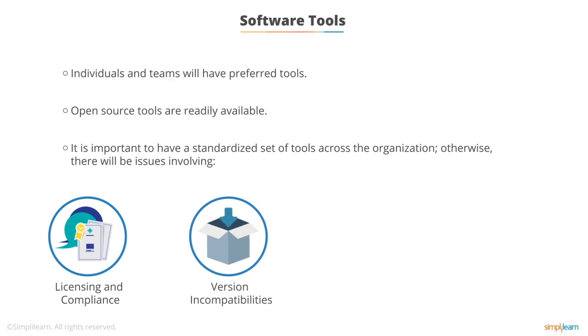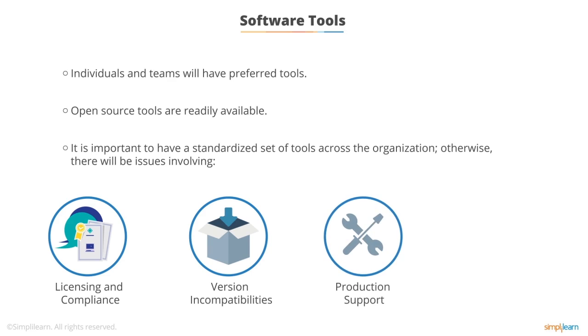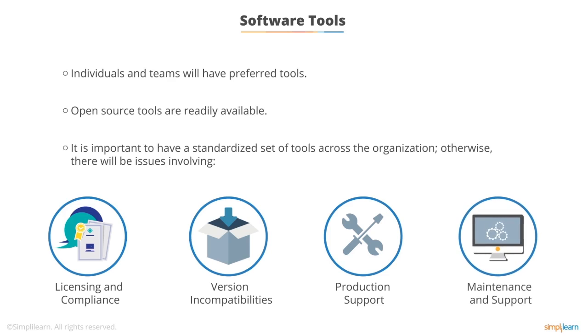We also have problems with versioning. If people are using different versions of the tools, there are going to be compatibility issues, which you need to address. It's also very important that there is production support for the tools. You can't introduce a tool into a production environment if the production support team can't support it. And we also need to think about the future. Once an application is in production, it needs to be maintained and supported, and it needs to be easy to do that.